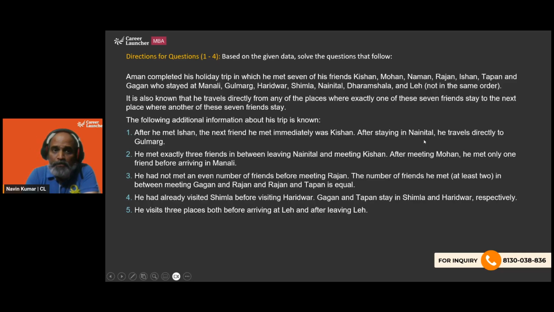The following additional information about his trip is known. After he met Ishan, the next friend he met immediately was Kishan. After staying in Nainital, he travels directly to Gulmarg. He met exactly 3 friends in between leaving Nainital and meeting Kishan, and so on and so forth.